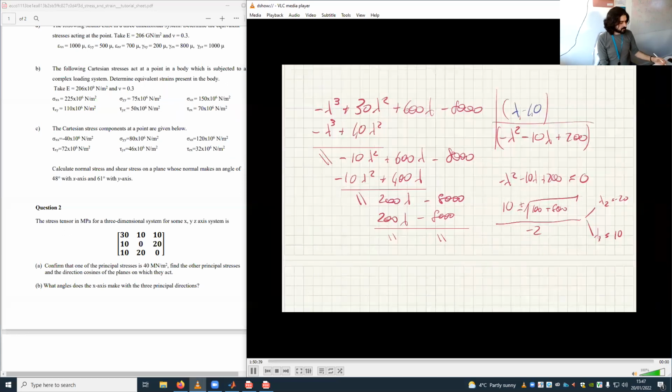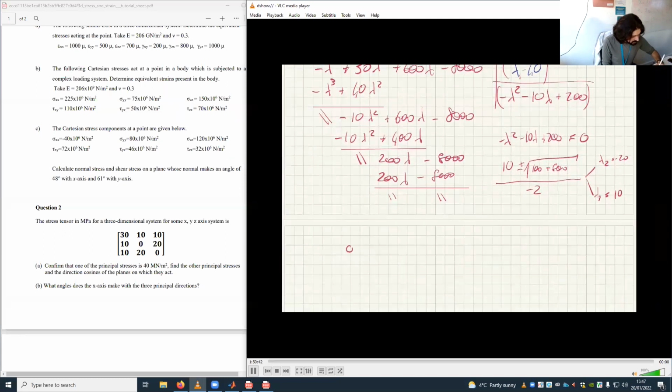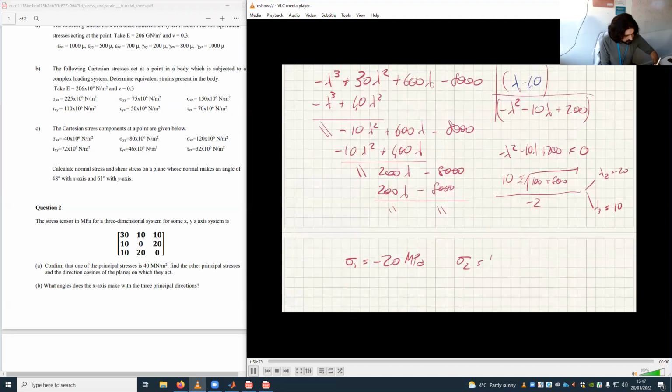And now we have to order them. So sigma 1 is the smallest, and the smallest is -20 megapascals. Sigma 2 is the intermediate one, which is 10 megapascals. No, sigma 3 is the smallest, guys. No, sigma 3 is the smallest and sigma 1 is the largest, which is 40. So lambdas are the solutions and they can be in any order. The sigmas must be in order. Does it make sense? Do you agree? Good.